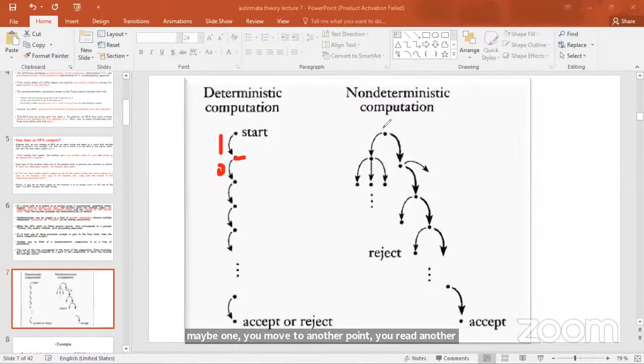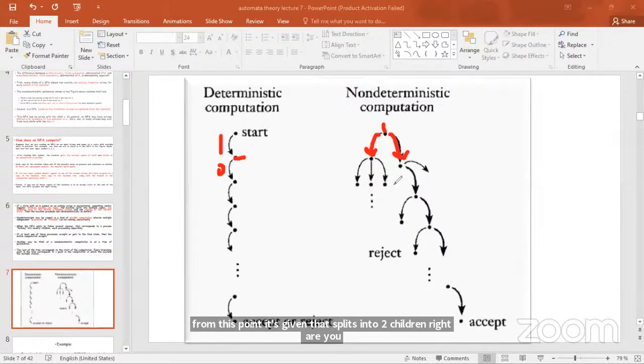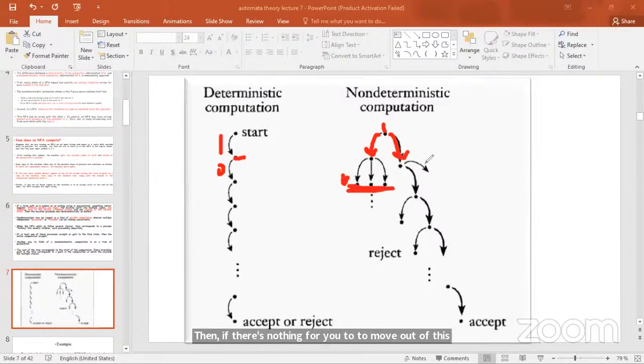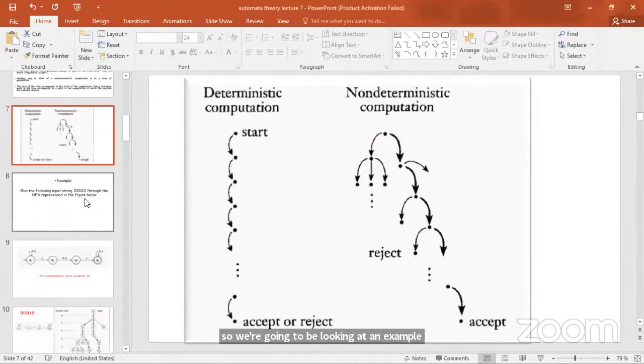However, for non-determinism, when you read from this point, you can split into 2 children, right? And you continue. Then once you read here again, you can continue to move. Then if there's nothing for you to move out of this state, then this whole set dies. But here, you could have something that could move you to another state. Now, this guy dies. This guy continues. This guy is dead. This guy continues, like that up until it gets to the end states. So we're going to be looking at an example to buttress what we have said so far.